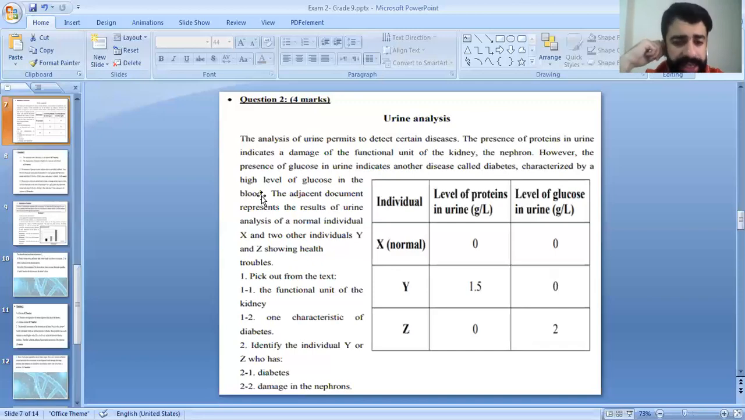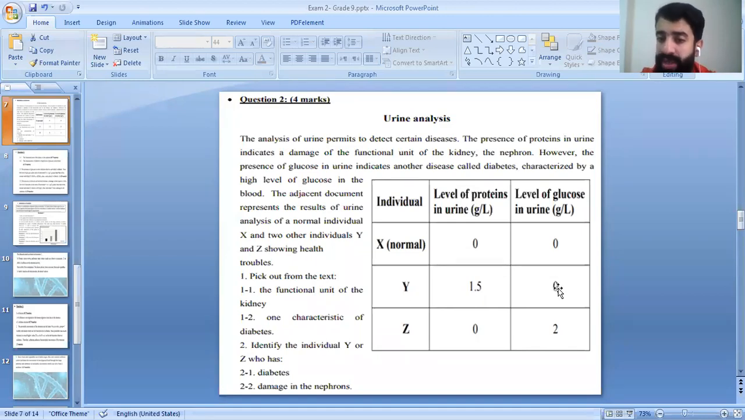Part 2, identify. So here you have to justify, like you did in the exam yesterday. Some of you didn't justify which one has diabetes. You said only Y or Z. So this is not correct. Identify the individual Y or Z who has diabetes and Y or Z who has damage in the nephrons. Let's have a look at this table. For Y, it shows 1.5 gram per liter of proteins, which is a high level compared to the normal, 1.5 compared to 0. So 1.5 is greater than 0.